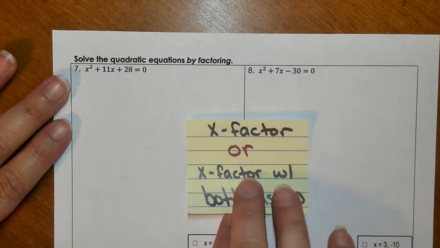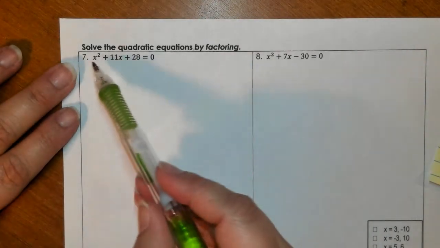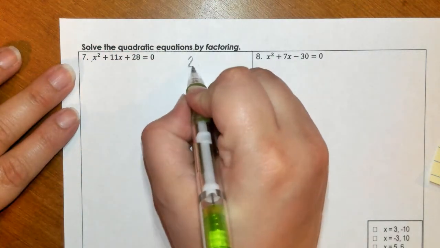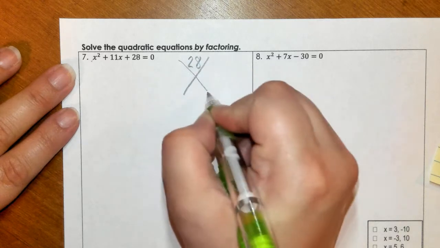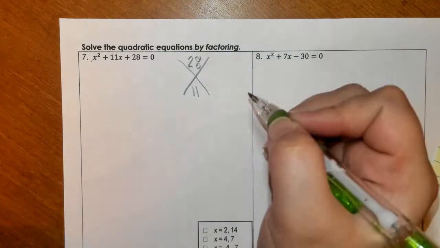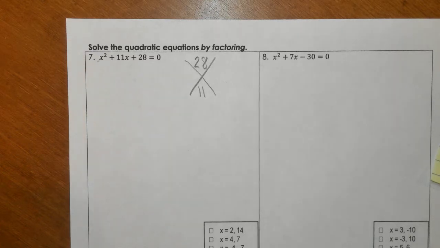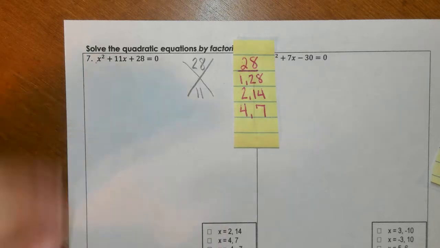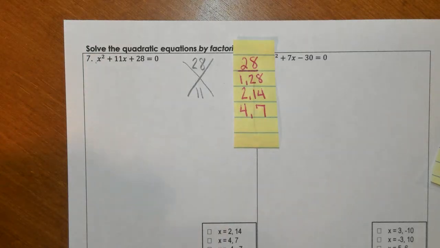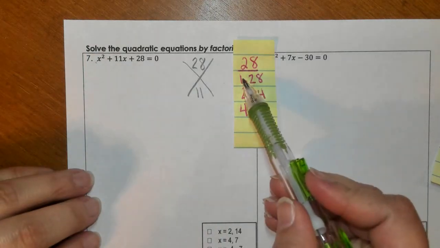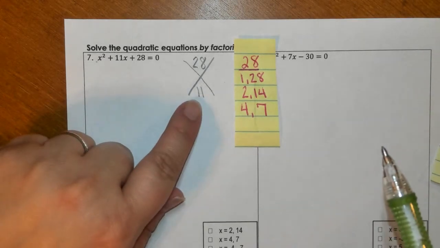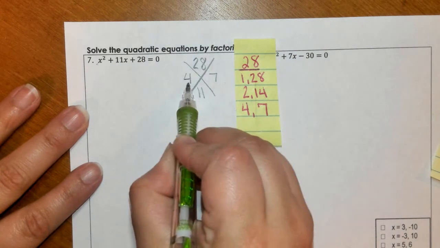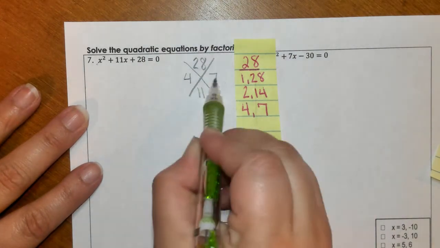All right, so in number 7, we take the first number, so that 1, times 28. And that gives us 28. And we are trying to get to the 11. So the factors of 28, using your pink factor sheet, you have these factors on your pink factor sheet. Okay? You're looking at these pairs and saying, okay, which one of these can add to be an 11? Okay, 4 and 7. They multiply to be positive 28, add to be 11.